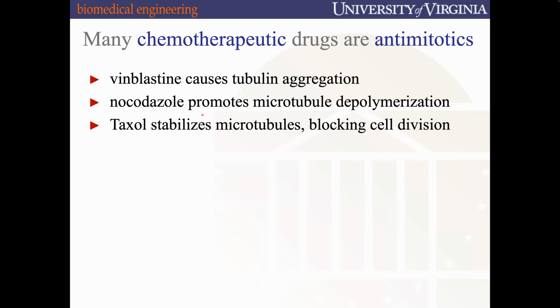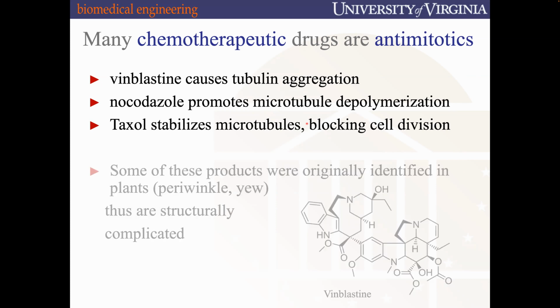You don't have to know the name or what they target specifically, but vinblastine causes tubulin aggregation. So this just clumps up the microtubules so they can no longer polymerize. Some promote depolymerization, so that would be lowering the Kc through different means, or stabilizing microtubules, that blocks this dynamic instability that allows them to search for chromosomes in the process of mitosis.